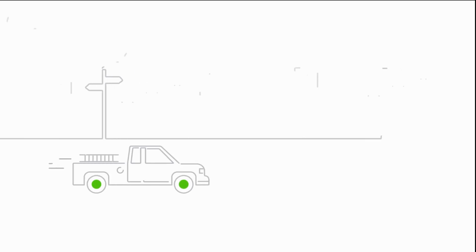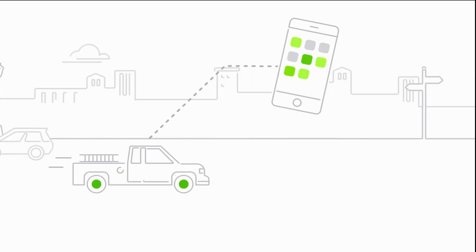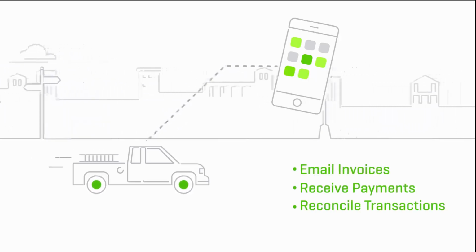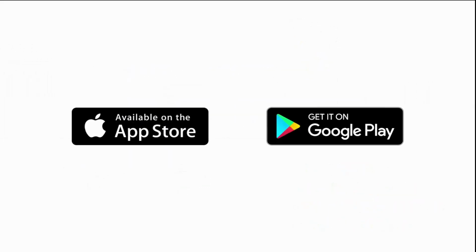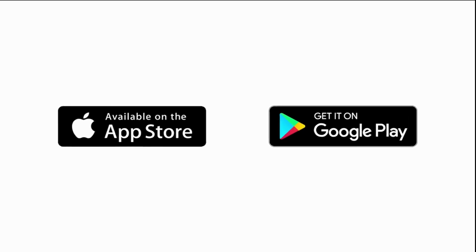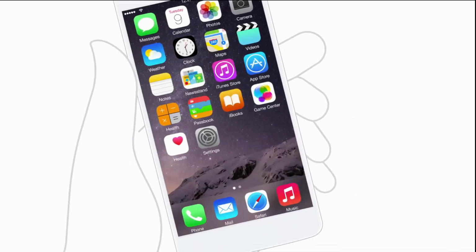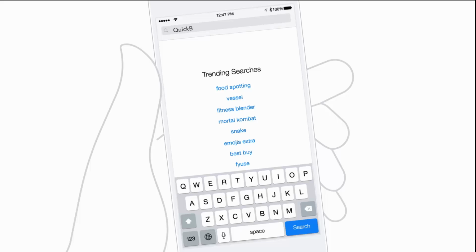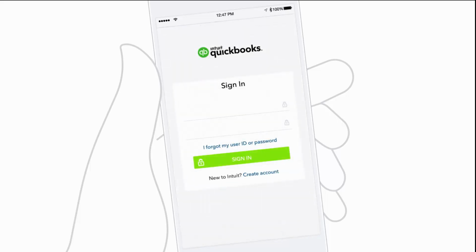Get more done with instant access to your QuickBooks information right on your mobile device. You can email invoices, receive payments, reconcile online banking transactions, and a whole lot more. It's available for iOS and Android devices, which work the same basic way. In this video, we'll use the iOS version. To get the mobile app, just open the App Store on your mobile device, search for QuickBooks Online, and download the app.